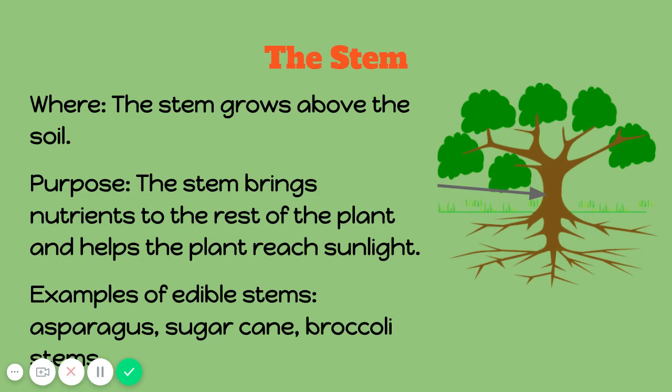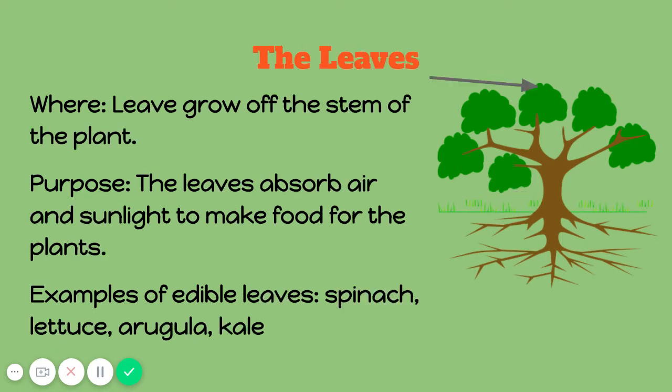Okay, so you're writing down the word stem and what the stems do. Okay, the next part is the leaves. The leaves grow off of the stem.